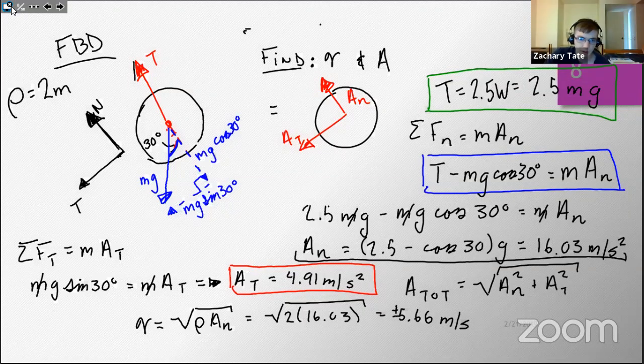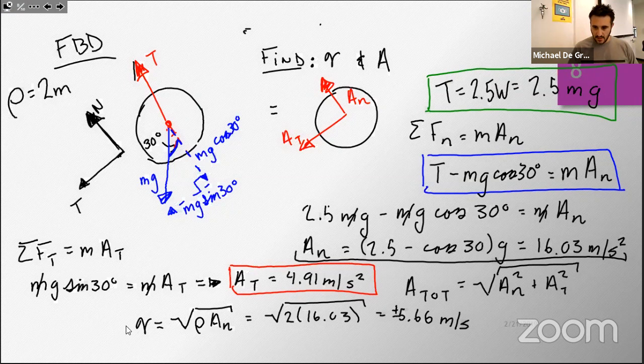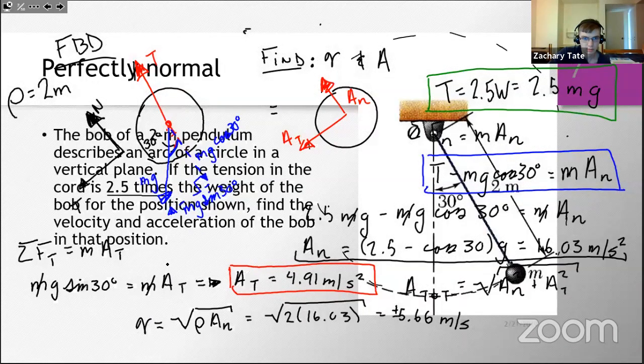So, yeah. I guess I'm still kind of confused as to where the square root of a_n squared plus a_t squared comes from. For which one? For how we found the velocity, Zach, or how we find the total acceleration? I guess the velocity. For the velocity, that equation, this one down here, v is equal to the square root of rho a_n, comes from the kinematics, right?